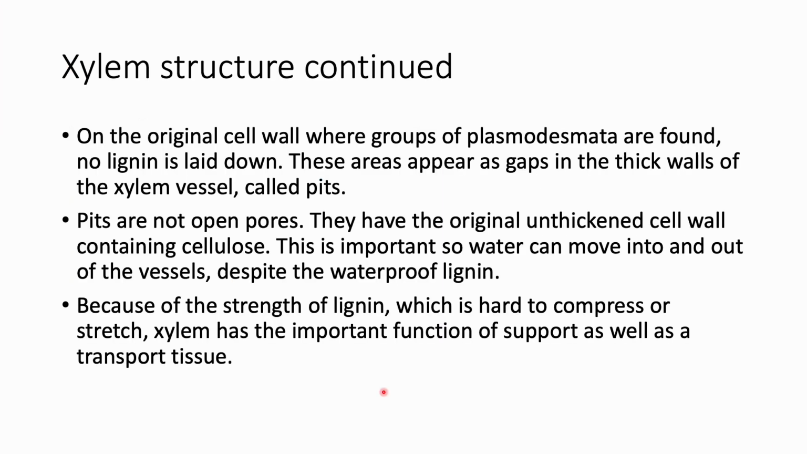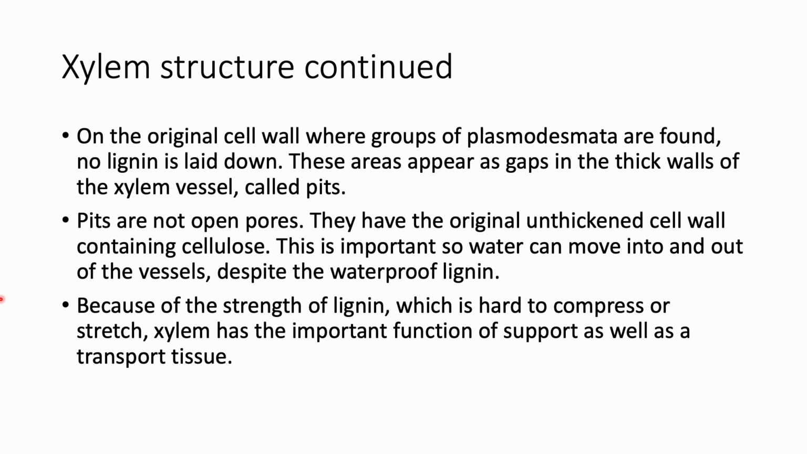On the original cell wall, where groups of plasmodesmata are found, no lignin is laid down. These areas appear as gaps in the thick walls of the xylem vessel, and they're called pits. Pits are not open pores. They have the original unthickened cell wall that's going to contain cellulose. This is important so water can move into and out of the vessels, despite the waterproof lignin.